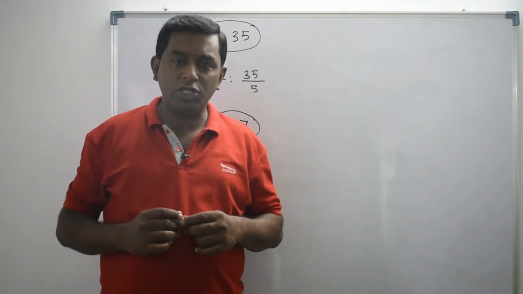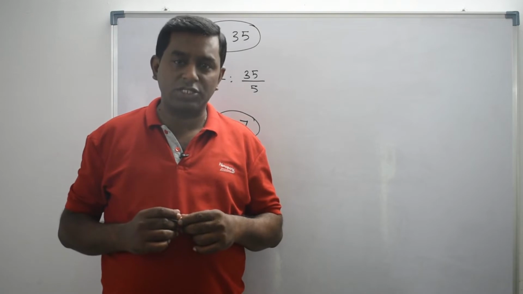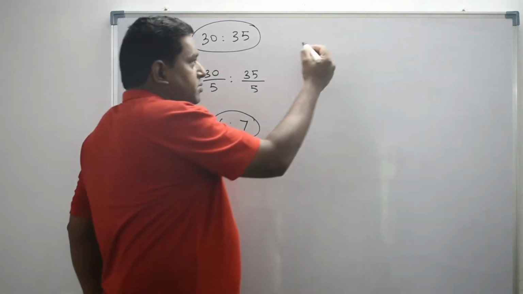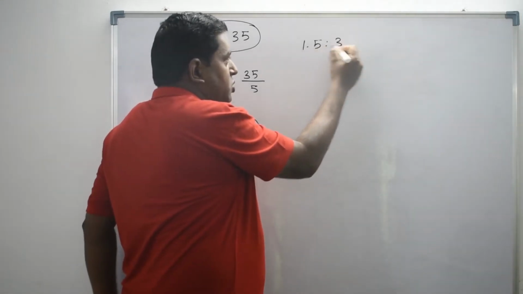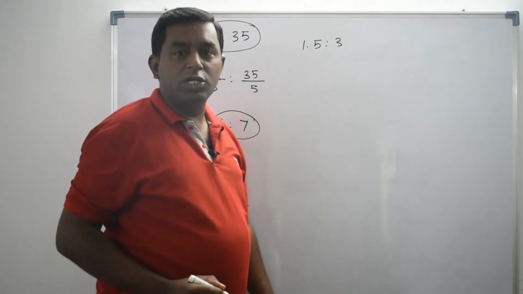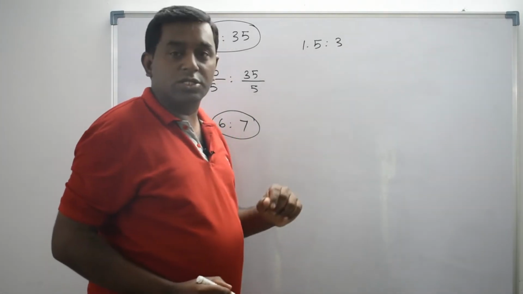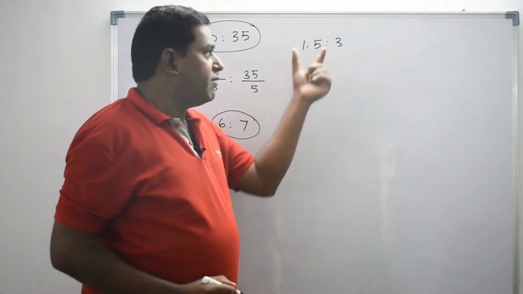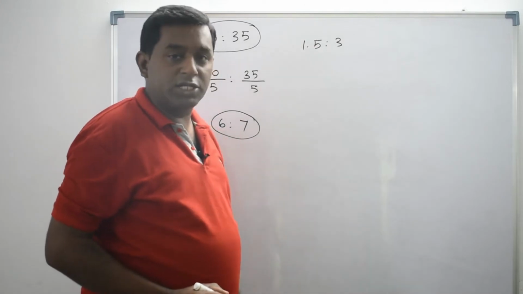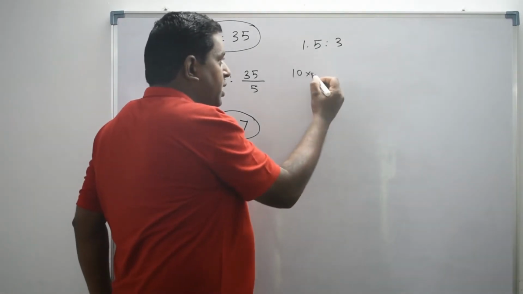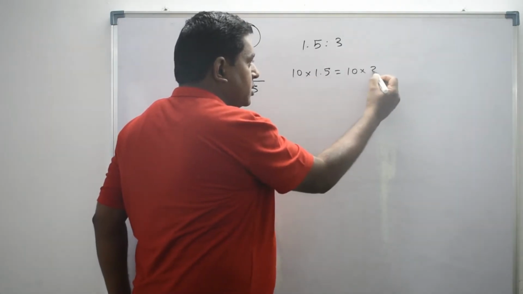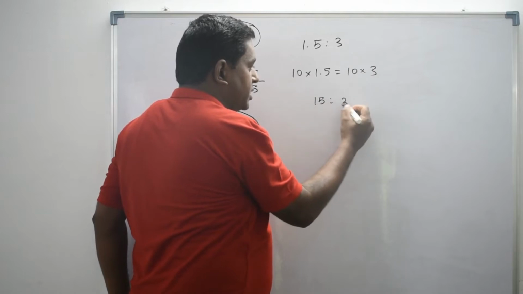Sometimes the terms of a ratio will be given as decimals or fractions. What we need to do is we have to make them to be as integers. Let's look at an example. 1.5:3. In this ratio, the first term is decimal 1.5. So what I need to do is I have to make it as an integer. What I should do? It's very simple. When I multiply both the terms of this ratio by 10, this 1.5 will become an integer. So I'm going to multiply 1.5 by 10 and also this 3 by 10. So I get 15 and here I get 30.